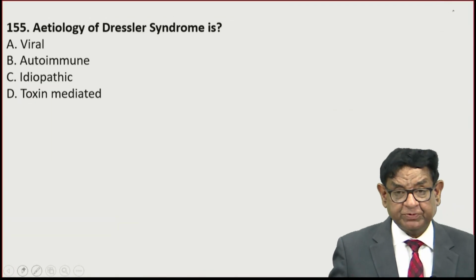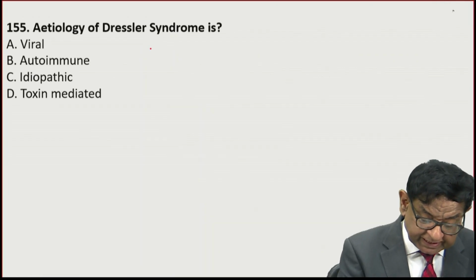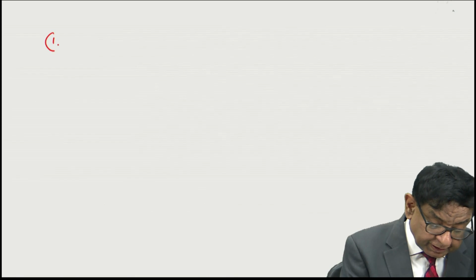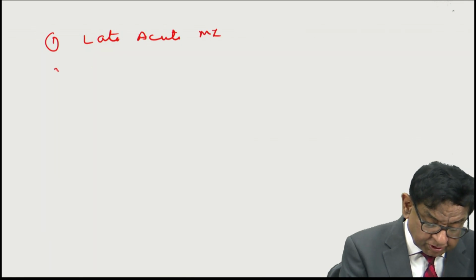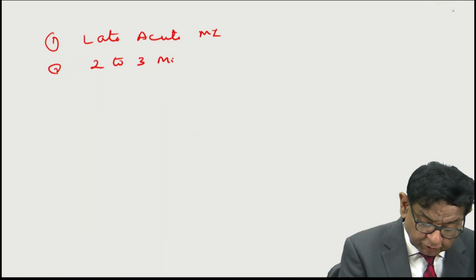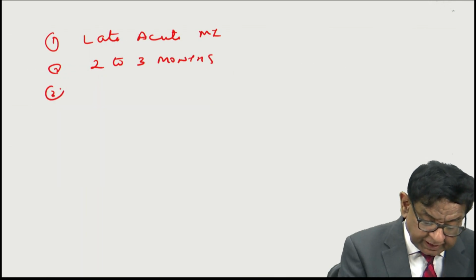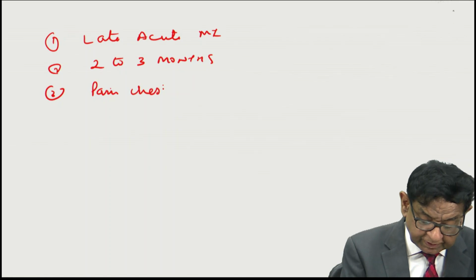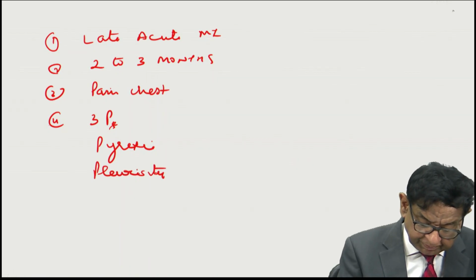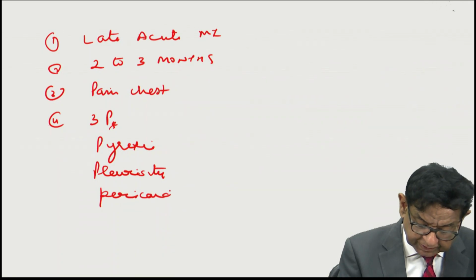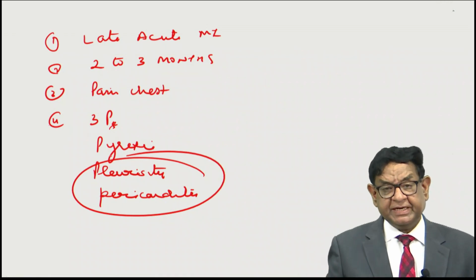Now, etiology of Dressler syndrome. So first of all, let's talk about what the Dressler syndrome. It is a late complication of acute MI. It occurs about 2 to 3 months post-MI. And in this case, classically patient come with pain chest. And there are 3 P's. That is pyrexia, fever, pleurisy, pericarditis. Due to these 2 reasons, patient has pain chest.